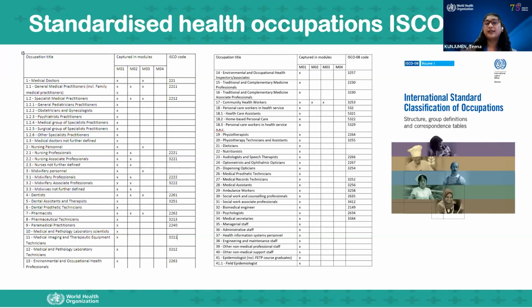So at the global level, what we really encourage is that countries have their national classification of occupations, which we call the NCOs, which are much, much more detailed. But then when it comes to reporting to WHO, for purposes of global and regional comparison, we map to the international standard classification of occupations. For those of you who know, ISCO is maintained by the ILO.